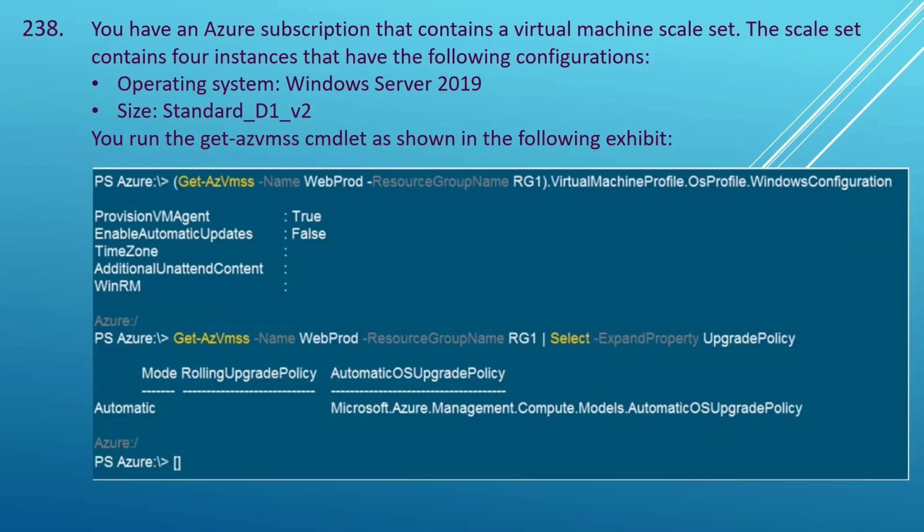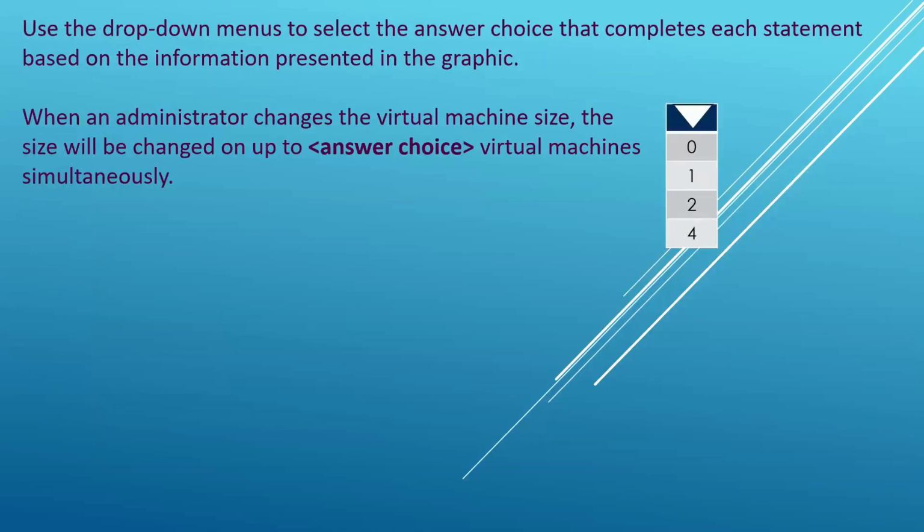Now there are 2 commands that are being executed. One is more focused around virtual machine profile, OS profile, and the second one is more focused around upgrade policy. Let's look at next part of this question. Use the drop-down menus to select the answer choice that completes each statement based on the information presented in the graphic which you saw on the previous screen. When an administrator changes the virtual machine size, the size will be changed on up to how many virtual machines simultaneously, and your options are 0, 1, 2, and 4.